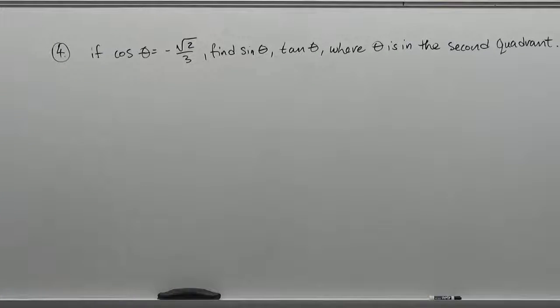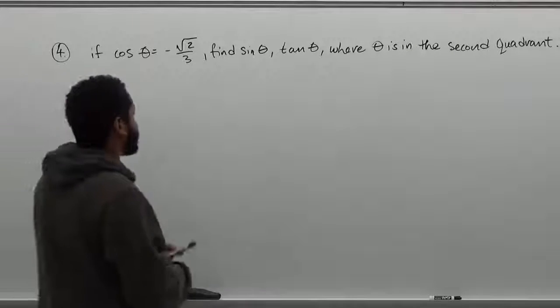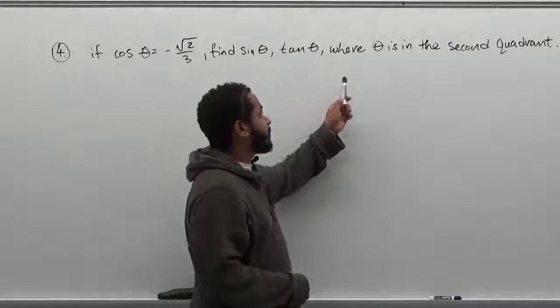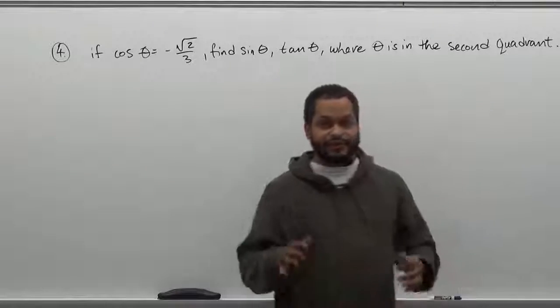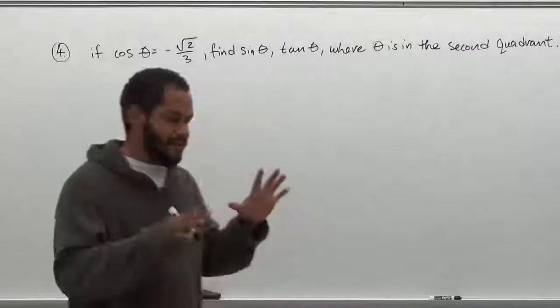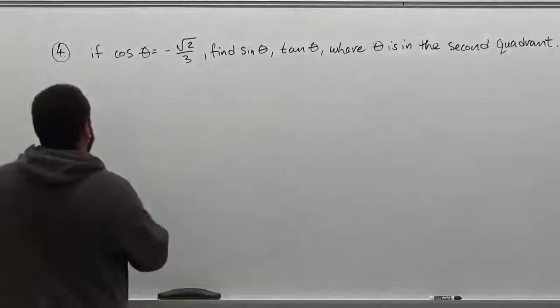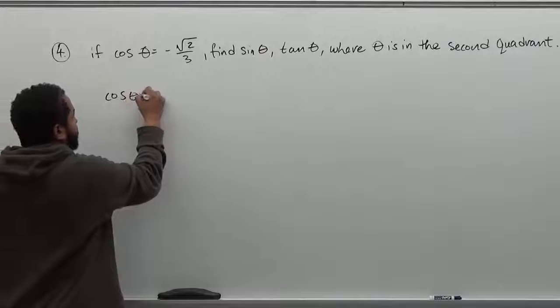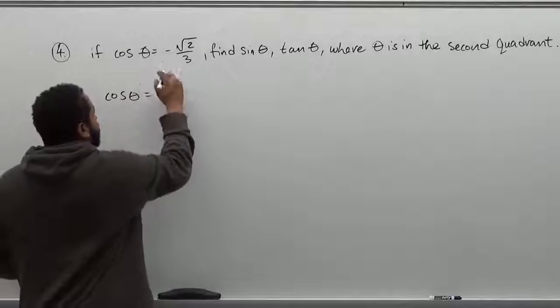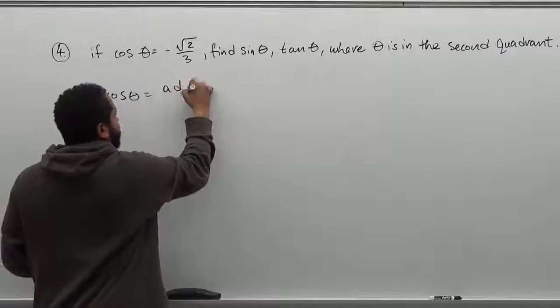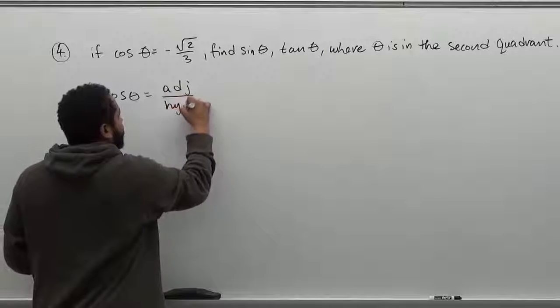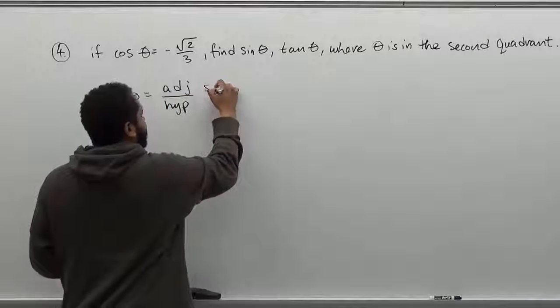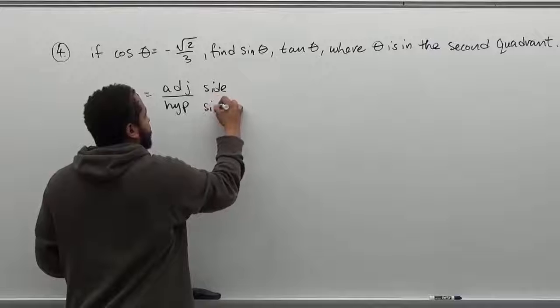So in this problem we have, if cosine of theta equals negative radical 2 over 3, find sine of theta, tangent of theta, where theta is in the second quadrant. So the first thing we're going to do for this problem is set up the quadrants, right? And we're going to set up what we know about cosine, because we know cosine of theta equals adjacent over hypotenuse, right? This is the adjacent side over the hypotenuse side.